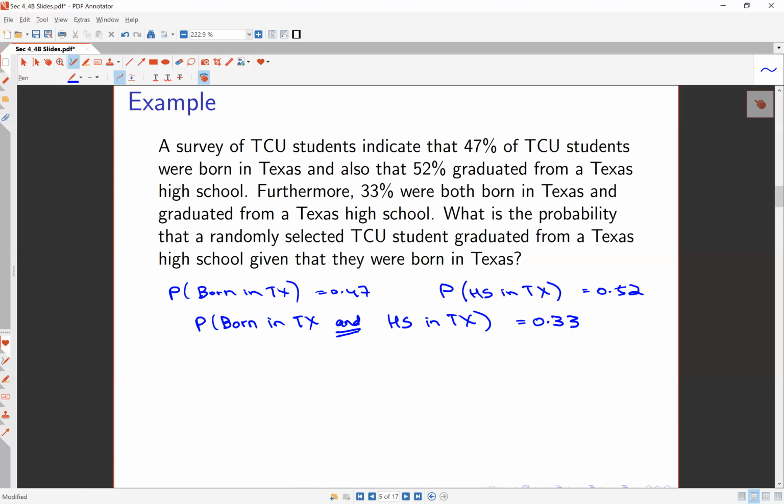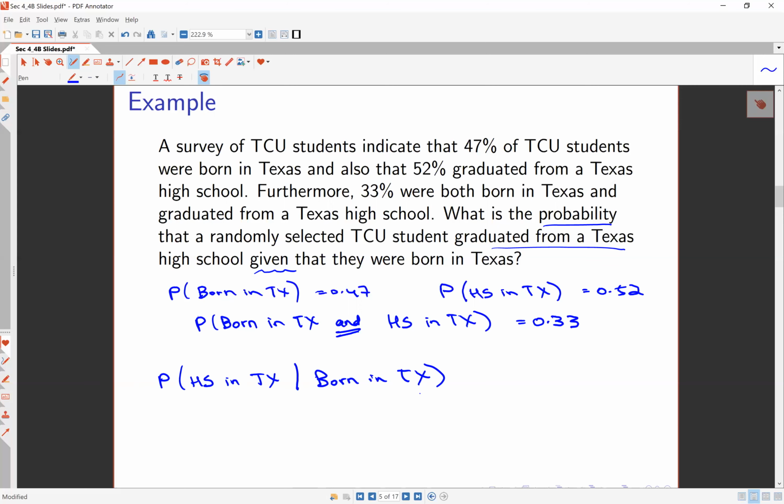And we now want to calculate the probability that a randomly selected TCU student graduated from a Texas high school given that they were born in Texas. So the probability that they graduated from high school in Texas given that they were born in Texas. Trying to find that conditional probability.